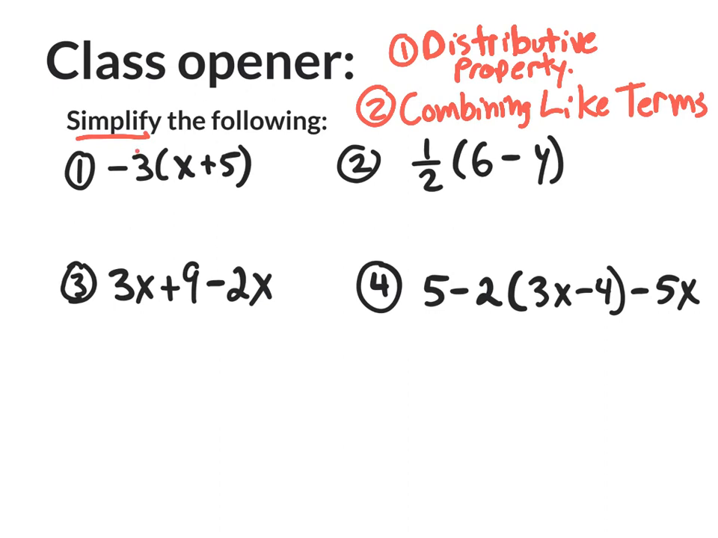So let's distribute negative 3 times x, that's negative 3x, and then negative 3 times 5, that is a negative 15. And that's about all you could do on number one. Number two, this one's interesting.